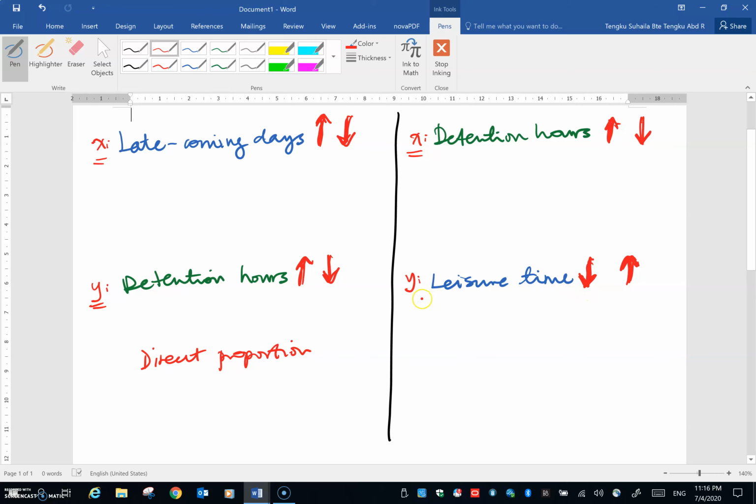But when your x decreases, that means you have less detention hours. Then your y increases, that means you have more time to rest after school. Instead of having to serve detention, you can do the things that you enjoy. That's what it means by leisure time. So what kind of relationship does x and y have in this particular case? This will be inverse proportion. Okay, guys? Alright, that's the end.